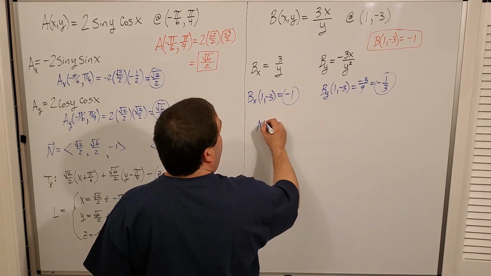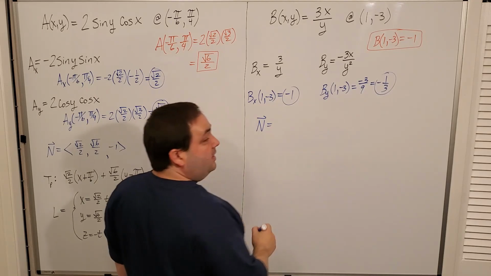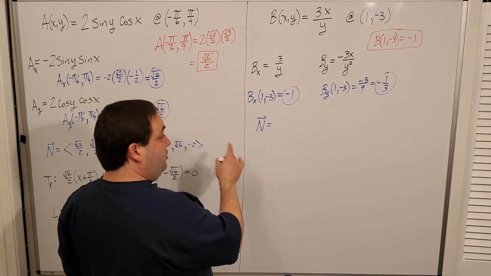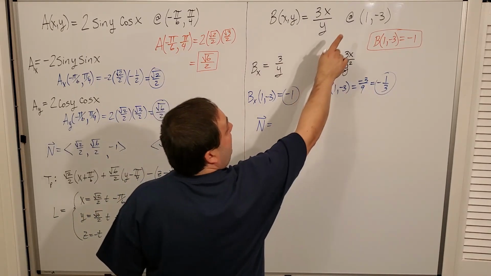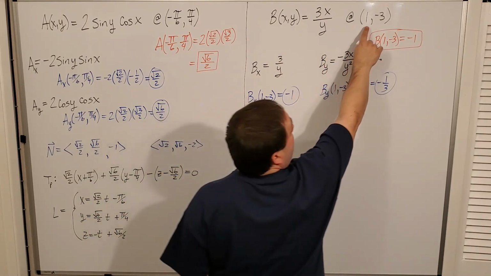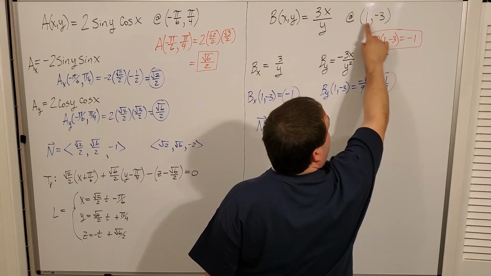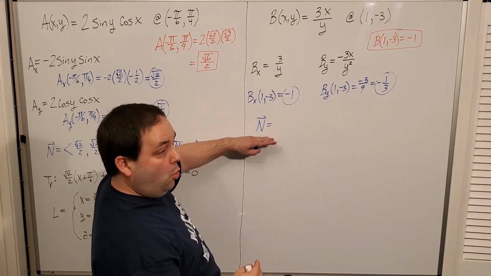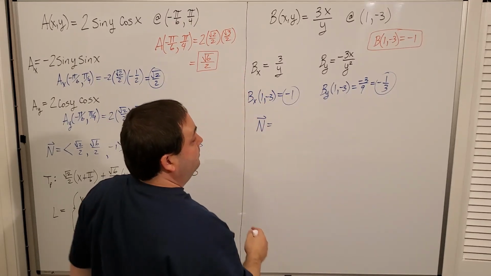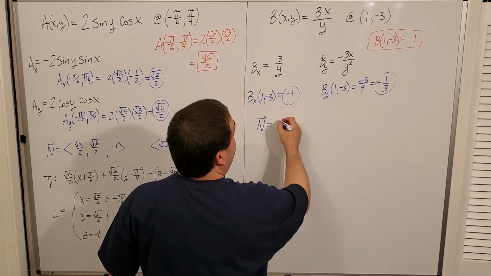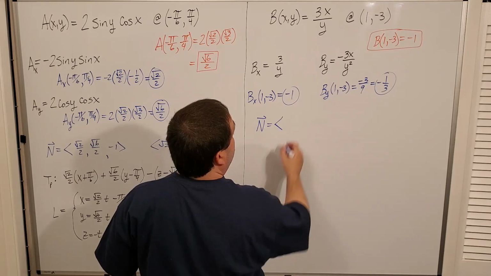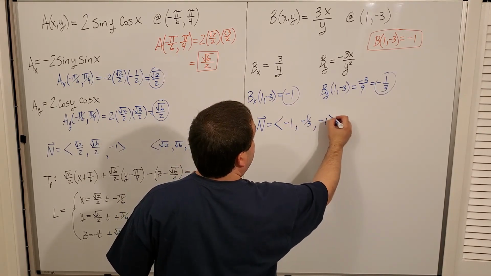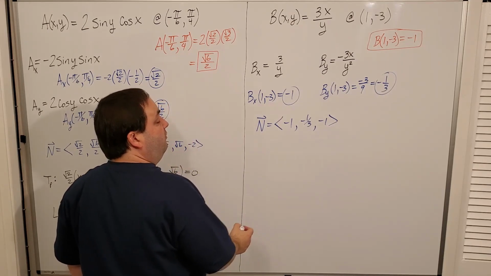So my normal vector, remember whenever we're creating these normal vectors, it's not for always and for all normal vectors. It's just specifically the normal vector at this point, 1, negative 3, negative 1, right? That's the point on the surface, and this vector will be normal only at that point, perpendicular only at that point. Okay, so then I've got negative 1, negative 1/3, and of course the z is always negative 1 for my normal vector.